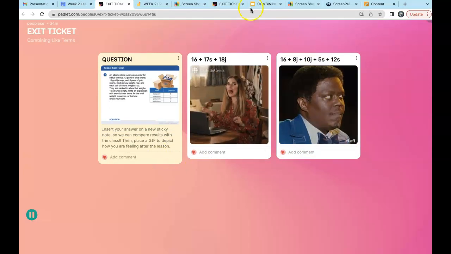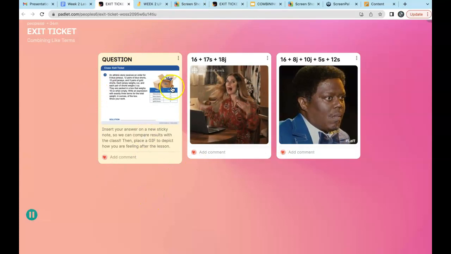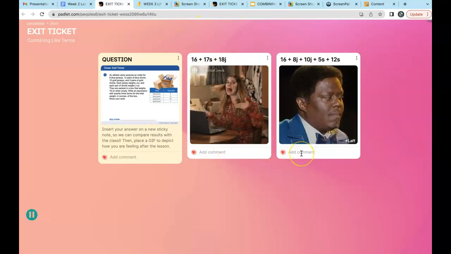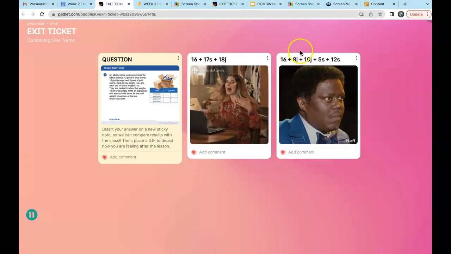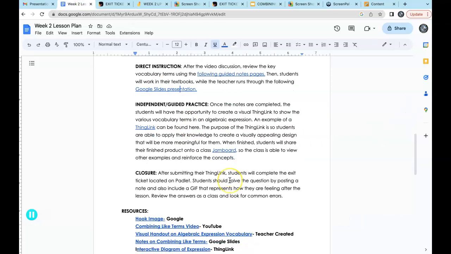So again, another cool, visually appealing thing to get students engaged and a nice way to organize information. Students would be able to look at this and comment, hey, you might want to go back and check, here's a potential error. So that would be the exit ticket.